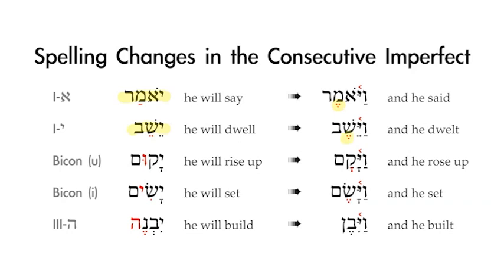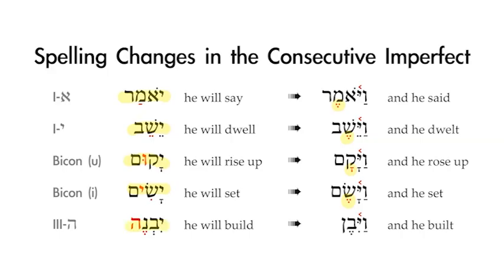With biconsonantal verbs, when those verbs are prefixed with the waw consecutive, the medial vowel letter is lost, and you will get a corresponding short vowel. Sometimes these are called short forms because the medial vowel letter is lost. So here we get the qamets hatuf in wayaqom, or the segol in wayasem.